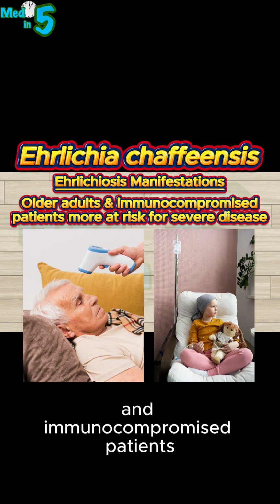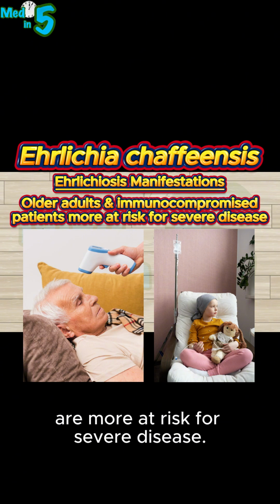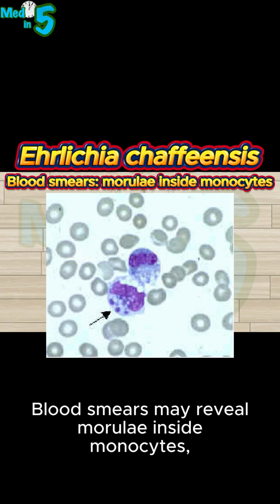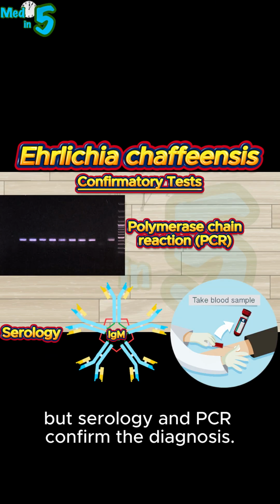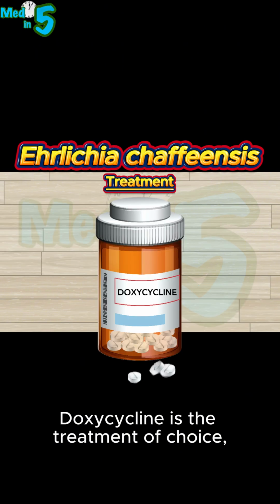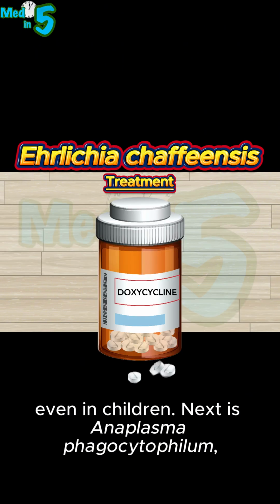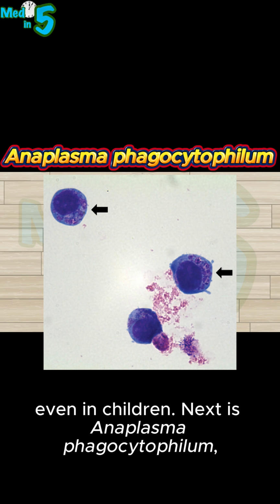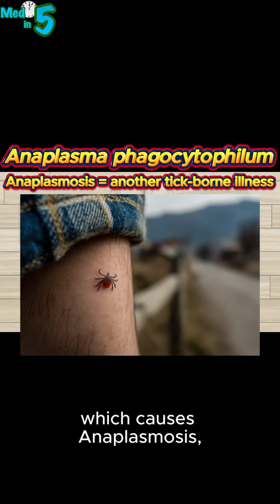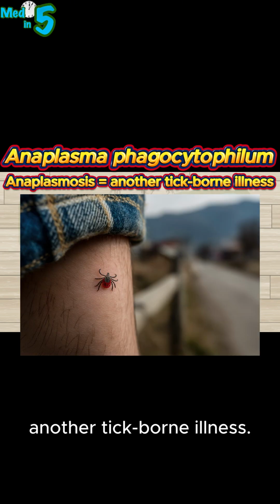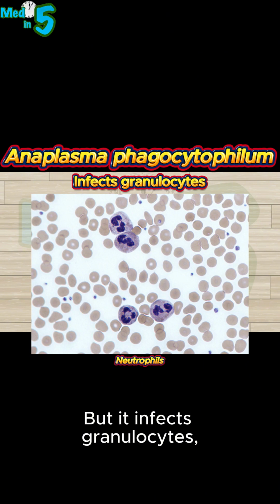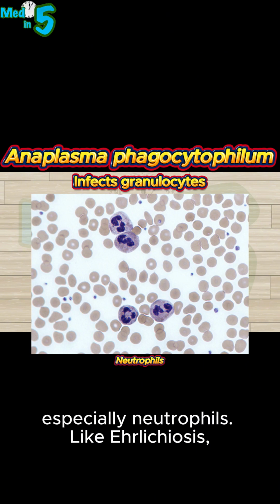Older adults and immunocompromised patients are more at risk for severe disease. Blood smears may reveal morulae inside monocytes, but serology and PCR confirm the diagnosis. Doxycycline is the treatment of choice, even in children. Next is Anaplasma phagocytophilum, which causes Anaplasmosis, another tick-borne illness, but it infects granulocytes, especially neutrophils.